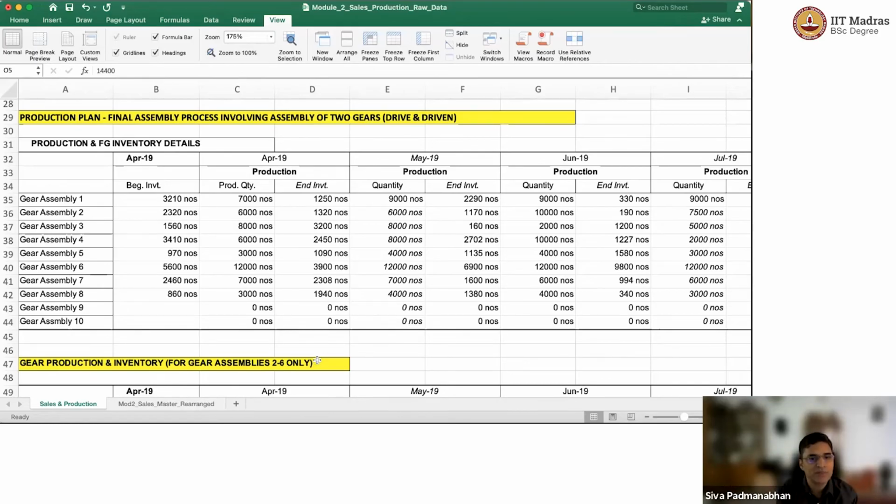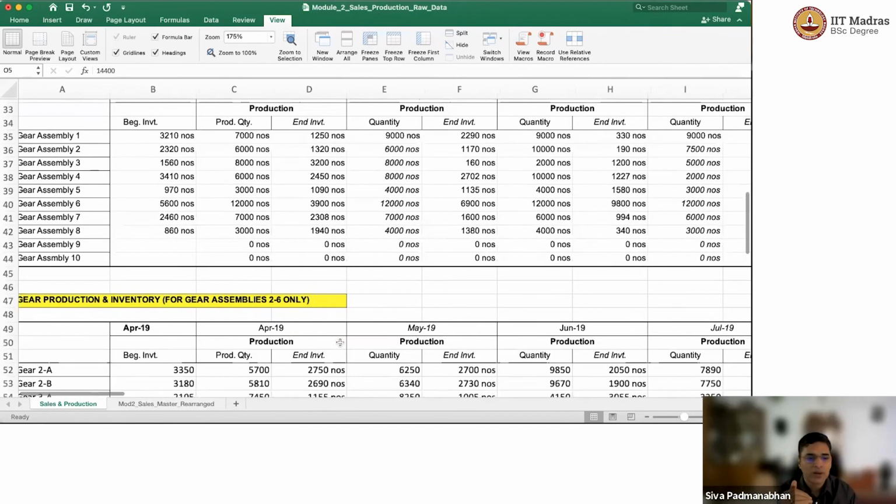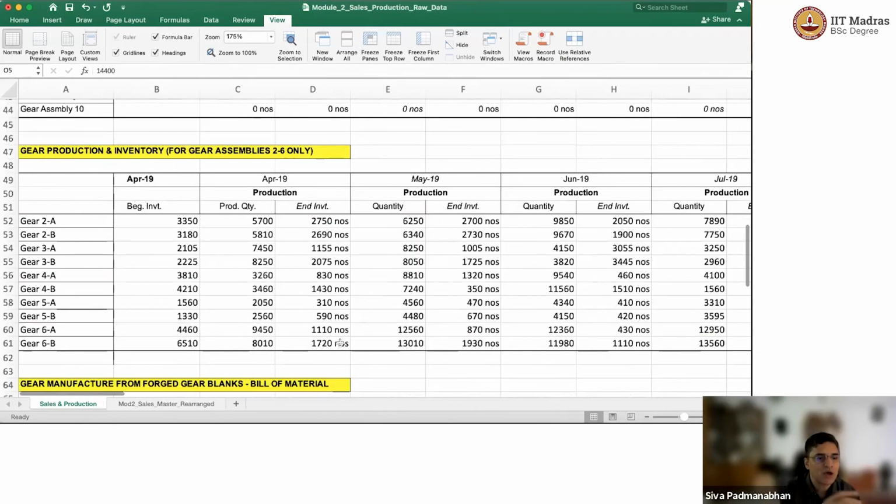So what you see in this table right here on the screen is the finished product assembly production plan. That means I have to make 7,000 assemblies in April 2019. That's what you see there, right? But to make 7,000 assemblies, I need to have the two components available to make the assembly. So what you see in the below table is actually the plan for the first stage, which is how do I make the two gears and how much do I make each month, so that I can then create the assembly in the second stage.